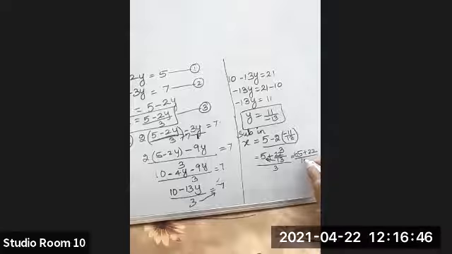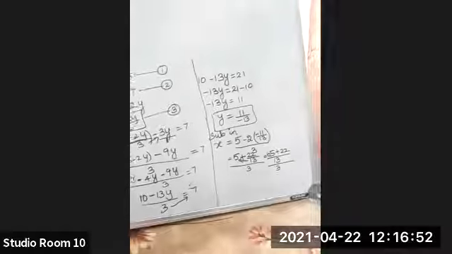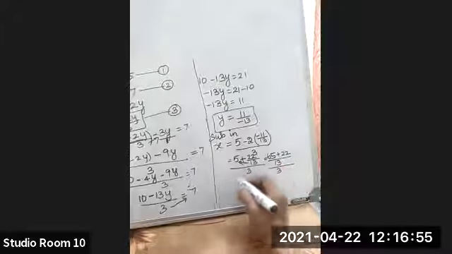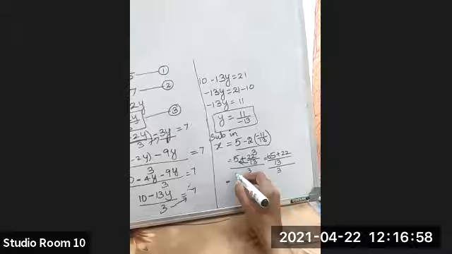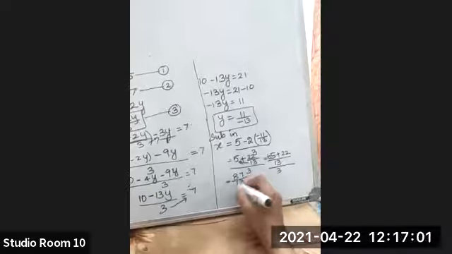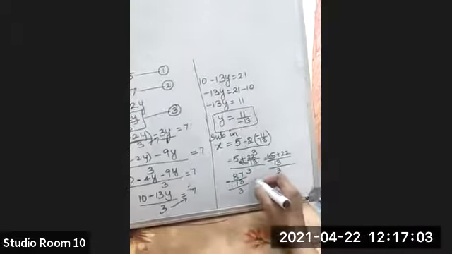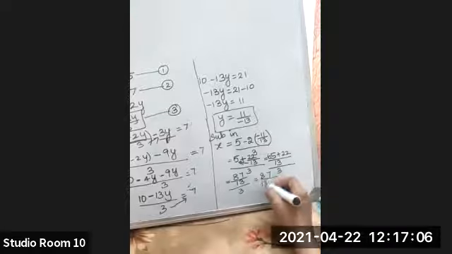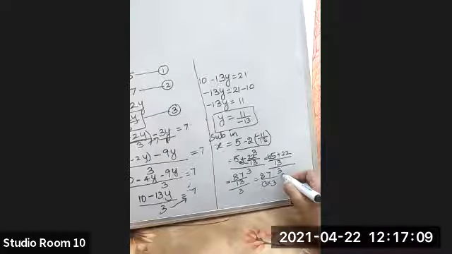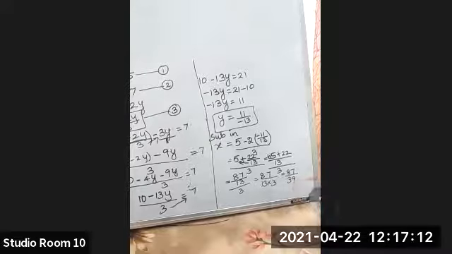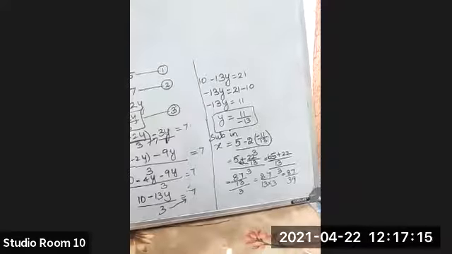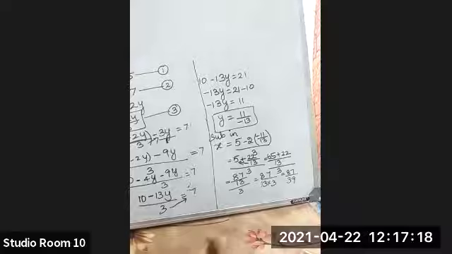65 plus 22 by 13 by 3, isn't it? So 65 plus 22 becomes 87 by 13 by 3. That will be the same as 87 by 13 into 3. So we get 87 by 39. So the y value is 11 by 13, and the x value is 87 by 39.